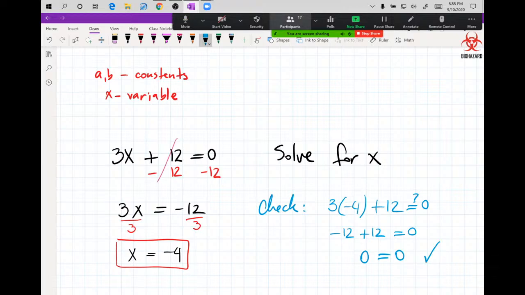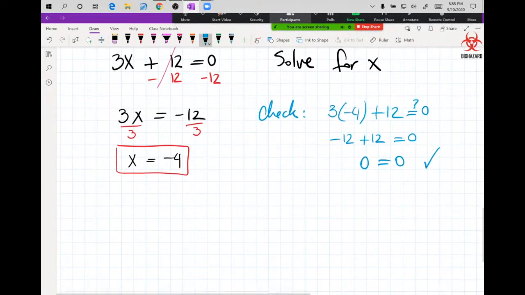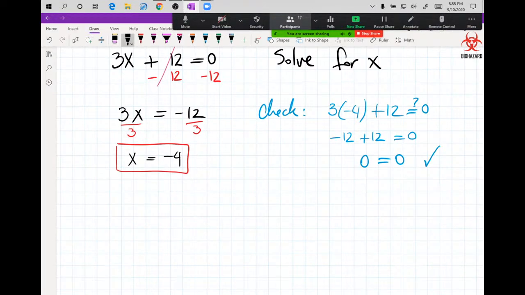Now, there we go. If I don't make it through the class, just remember solving equations means get x by itself.